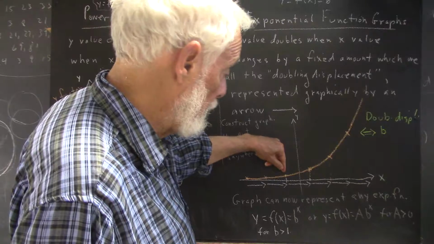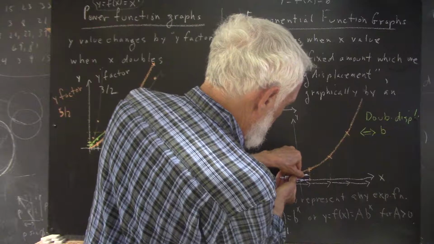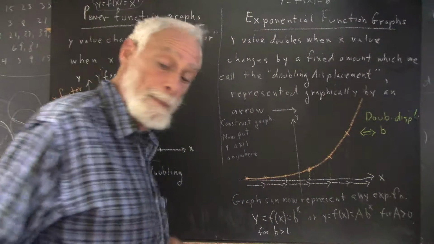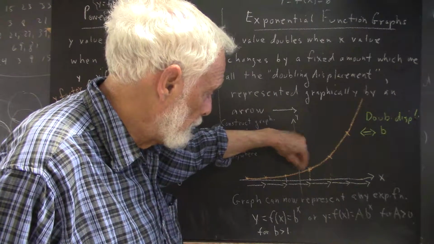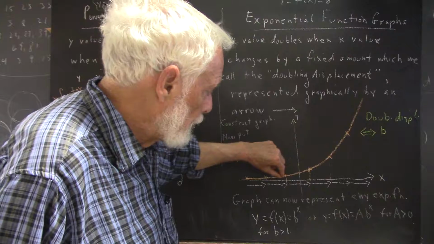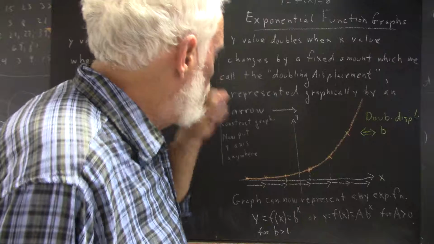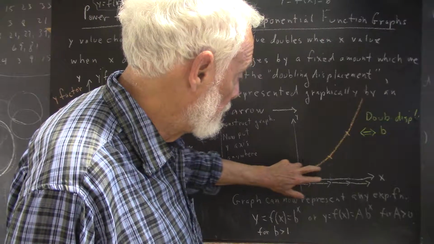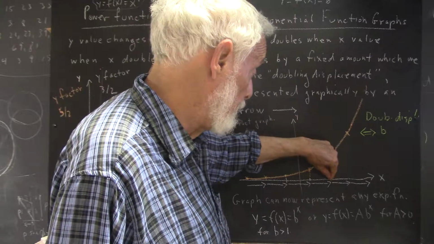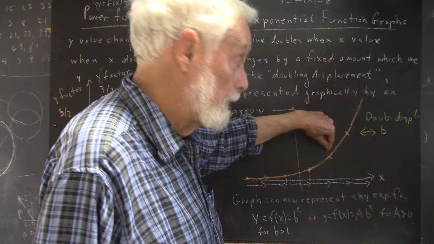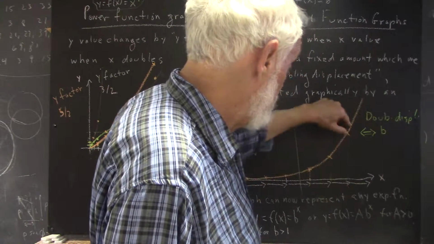Now, in constructing this graph, I chose this point. I set a compass at this width and then doubled that width to get this point here, so that the y value between here and here doubles. Here's the doubling displacement. When x changes by an amount equal to the doubling displacement, the y value is doubled. Then I can take another compass and set it here and do this and this. Double the y value once more, so after the next doubling displacement, the y value will have again doubled. Then it again doubles to get the y value here.